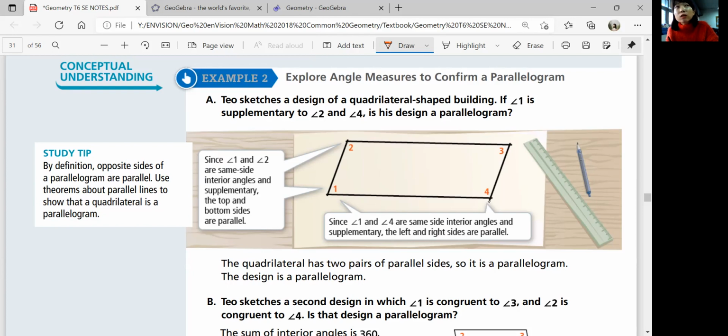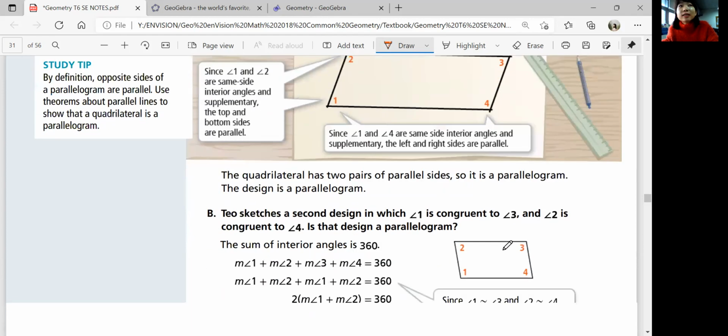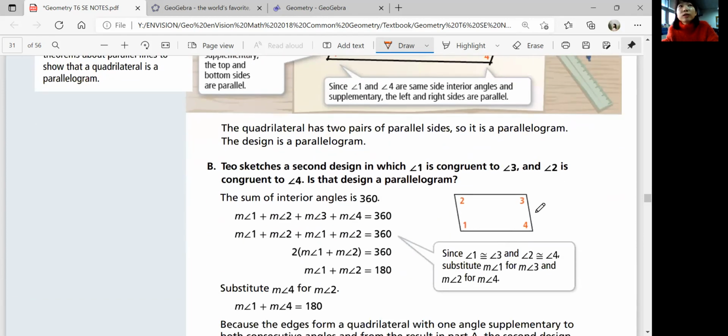Since 1 and 2 are same side interior angles and they're supplementary, these two must be parallel, right? Top and bottom sides are parallel. And since 1 and 4 are same side interior for the shorter opposite sides, the left and right sides are parallel because this is now the transversal. Since both pairs of opposite sides are parallel, it's a parallelogram. It is a parallelogram.